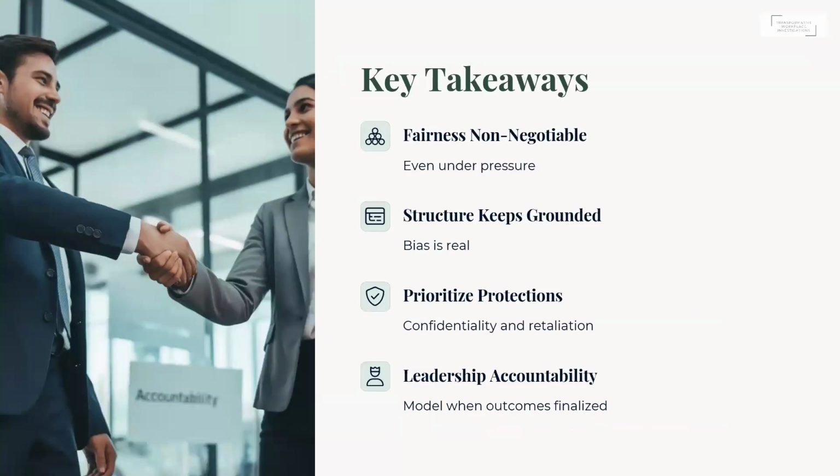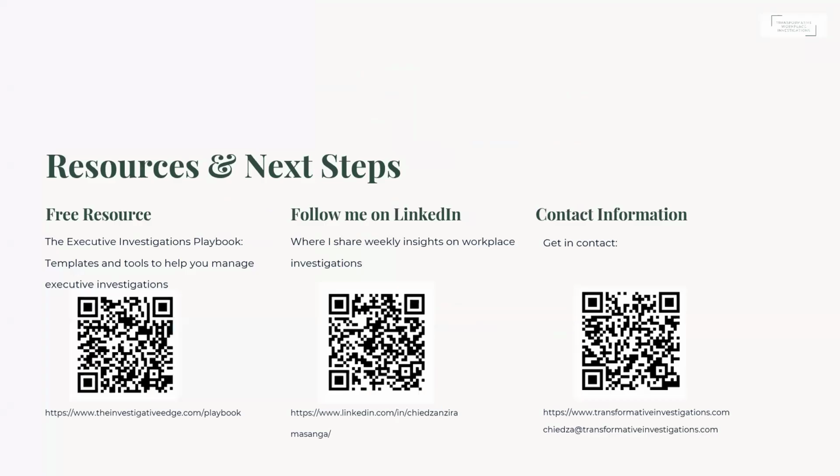Our takeaways are here. Fairness is a non-negotiable. We want to make sure that we're grounded in a consistent process, checking for bias and conflicts of interest. Keep structure in your policy and procedure, or use tools to ground yourself, prioritizing protections. We talked about spotting retaliation and interim measures, and then demonstrating leadership accountability once the investigation is closed. We want to model transparency with outcomes and accountability if there are issues that are surfaced during the investigation.